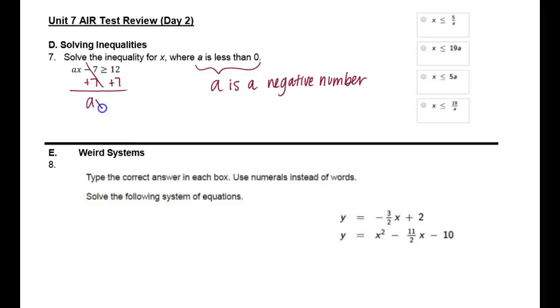And now I have ax is greater than or equal to 19. From there, I need to divide by a. But remember, we are dividing by a negative. What do we need to do with the inequality symbol when we divide by a negative? We need to switch that inequality symbol.